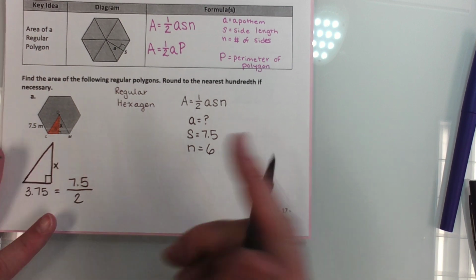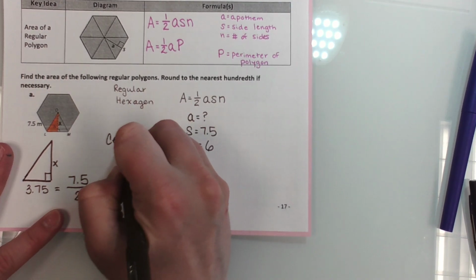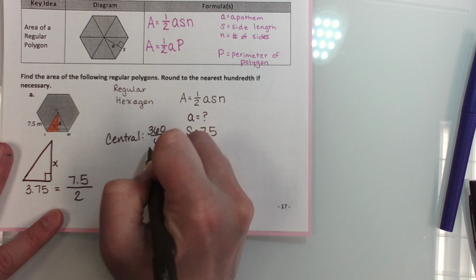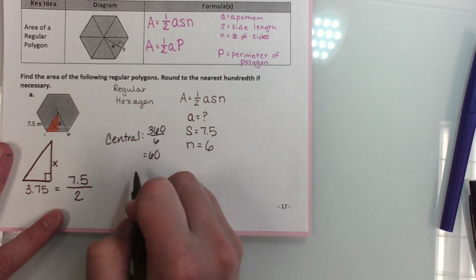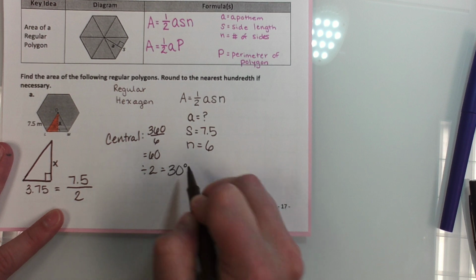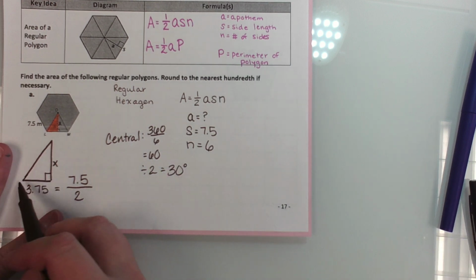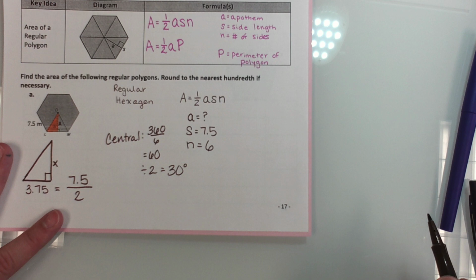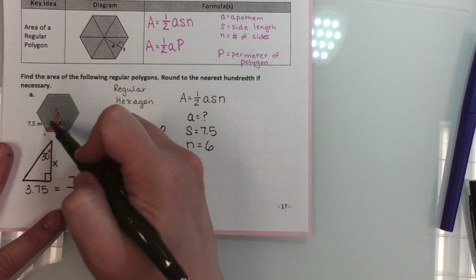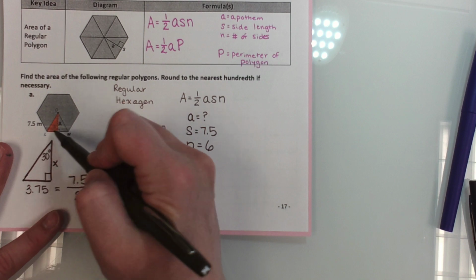You could also find this angle here. Remember, you do the central angle, 360 divided by number of sides, and then divide that by 2, and that'll give you the angle in the triangle. Top angle or bottom angle in this one? Top, because it's the one by the center. So pay attention to where your triangle is in the original picture.